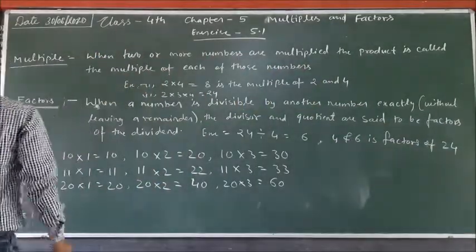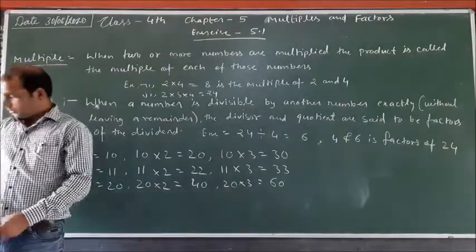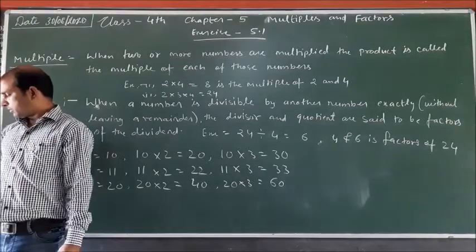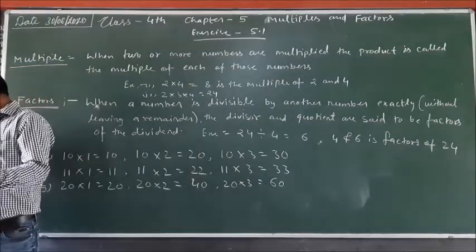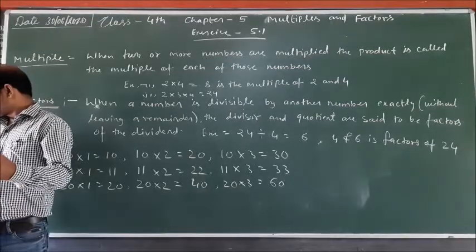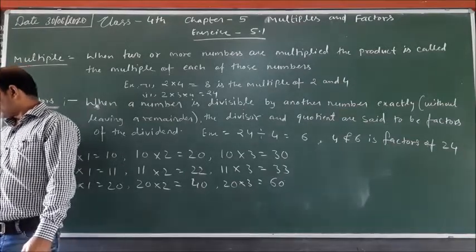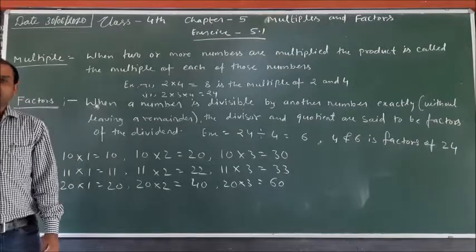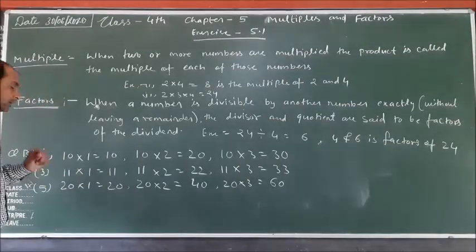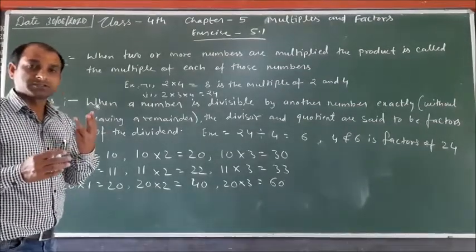Now in the exercise, first question A you can do yourself, because in this question you color the oranges following the leaves. And question number B: find the first 3 multiples of these numbers. First number is 10. In this question, first we write the first 3 multiples.